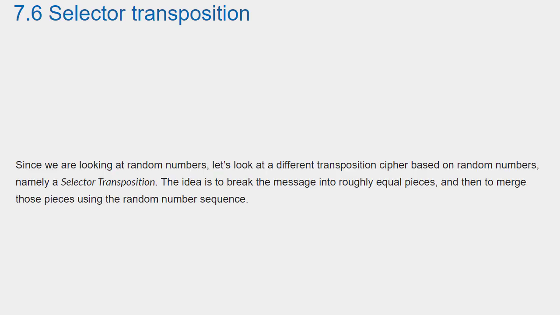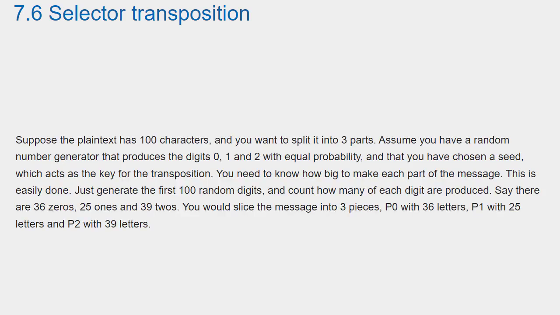Section 7.6. Selector transposition. Since we are looking at random numbers, let's look at a different transposition cipher based on random numbers, namely a selector transposition. The idea is to break the message into roughly equal pieces and then to merge those pieces using the random number sequence. Suppose the plain text has 100 characters and you want to split it into 3 parts.